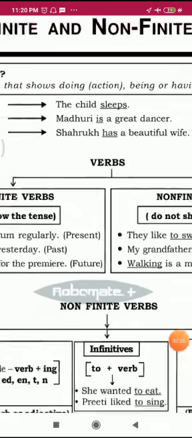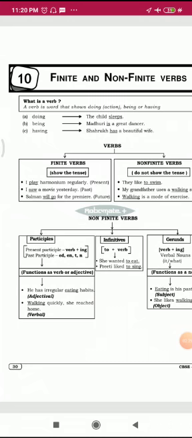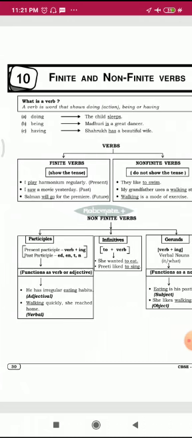Okay, coming to the next. You can see here, verbs are divided into two parts: finite verbs and non-finite verbs. Again, a question from your side, sir. What are finite verbs? If you read your book, you will find out. Finite verbs exhibit tense. Finite verbs can change with the number and person of the subject. Finite verbs can be the predicates of sentences by themselves.